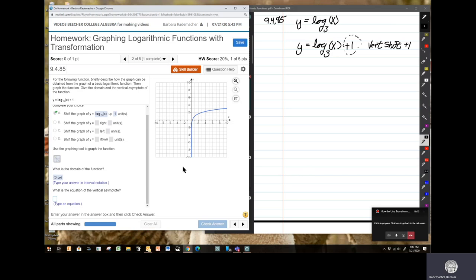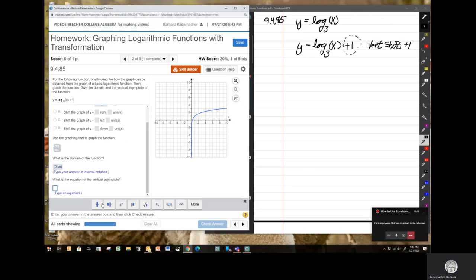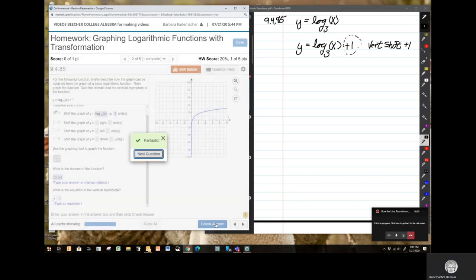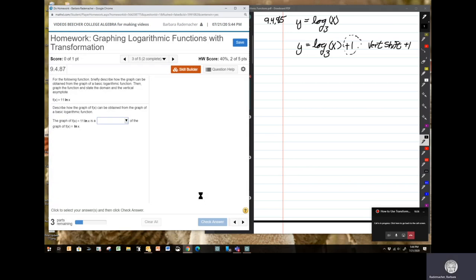It's still the line x equals 0 because we had no horizontal shift. Check answer. All righty. Next question. And now remember, you can always back up and watch this again. That's the great thing about videos. You can back up, you can make it go slower, you can make it go faster, you can change it around to where you need it to be.